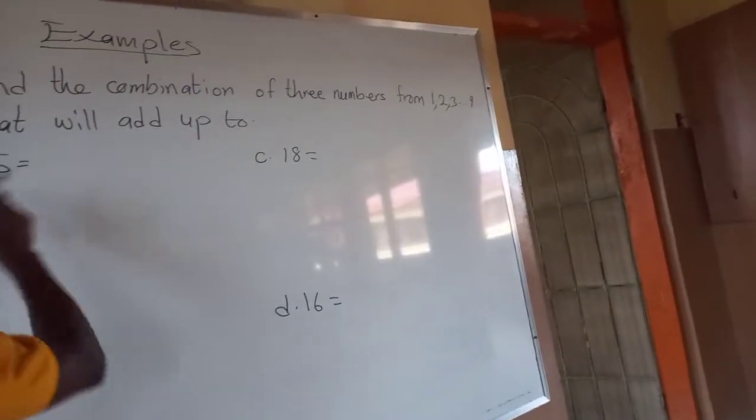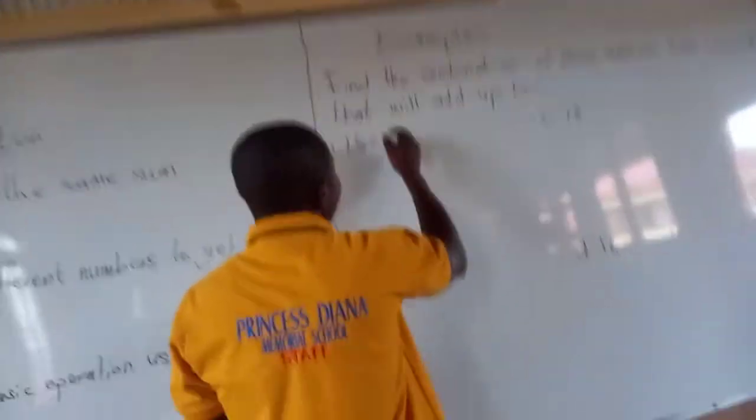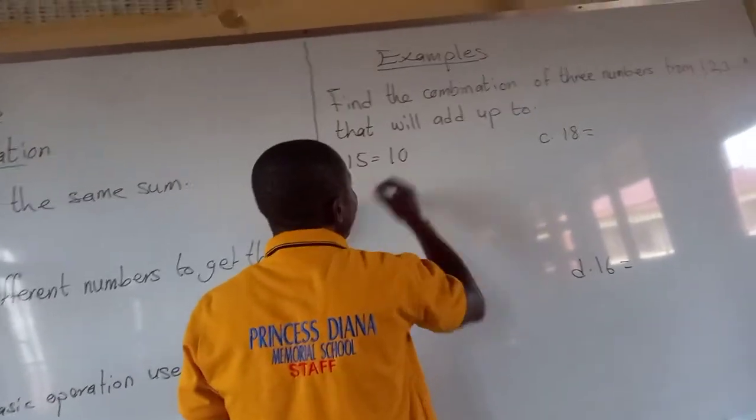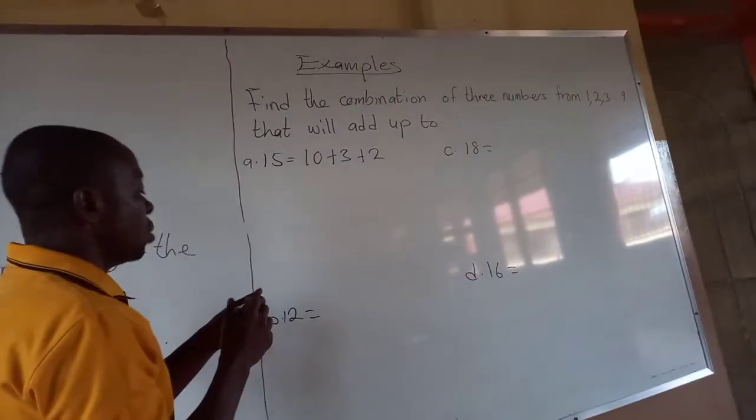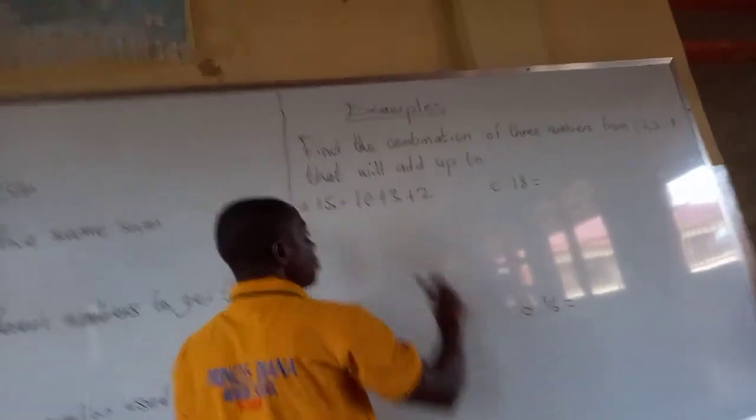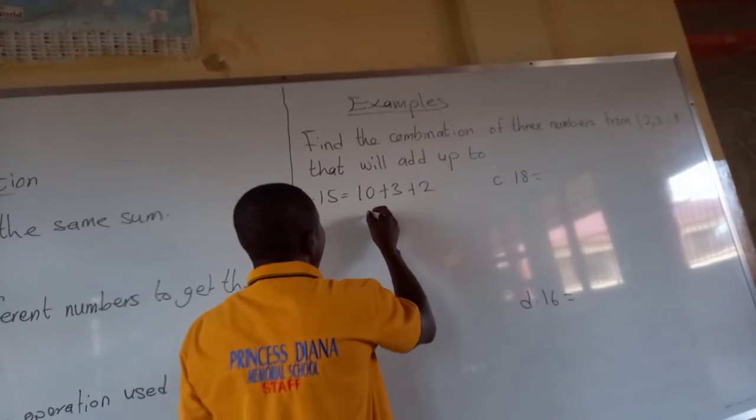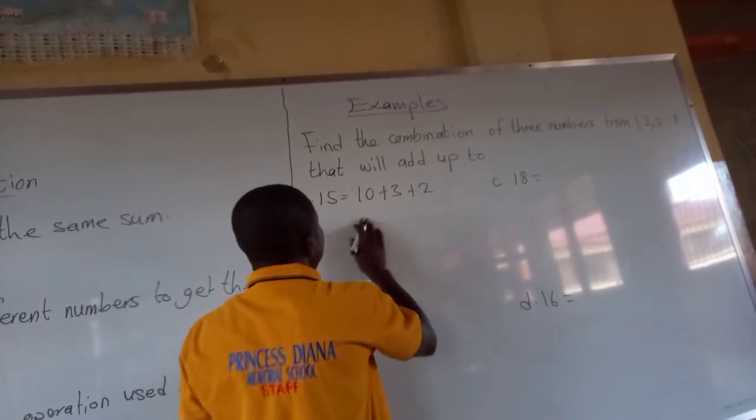So now when we come here, we look for numbers that when we add will give us 15. So somebody can say, okay, I'm taking 10 plus 3 plus 2. The only difference is that you should not repeat one number twice in the same place. For example, let's say somebody will say, I have 6, okay.